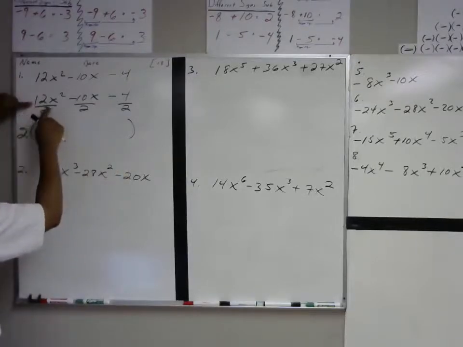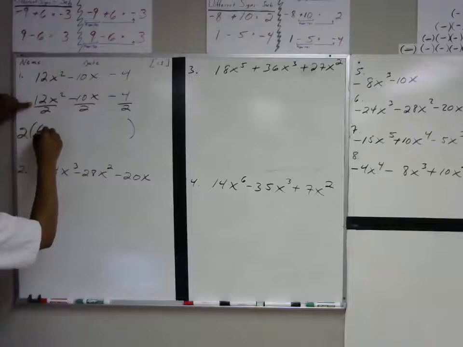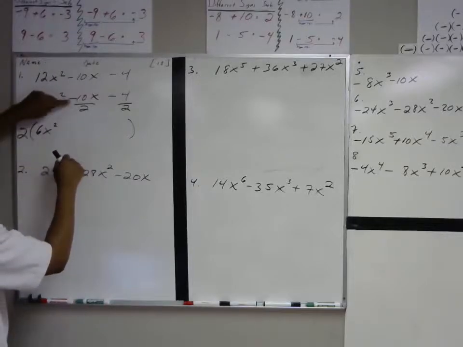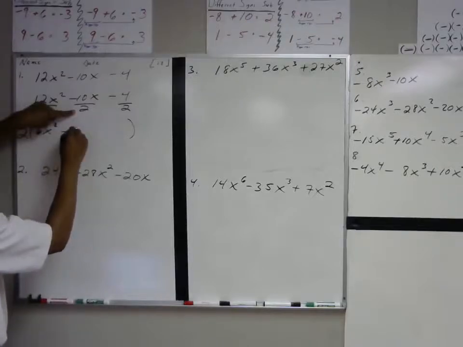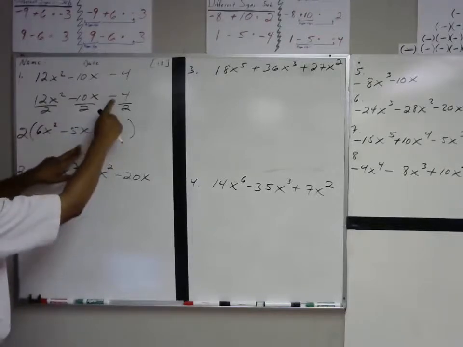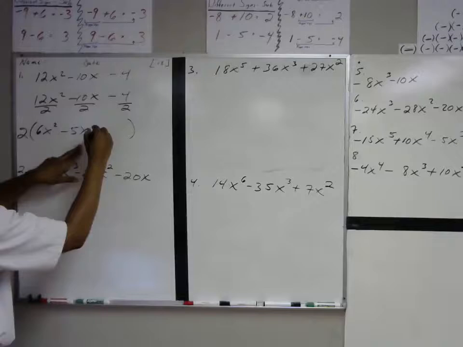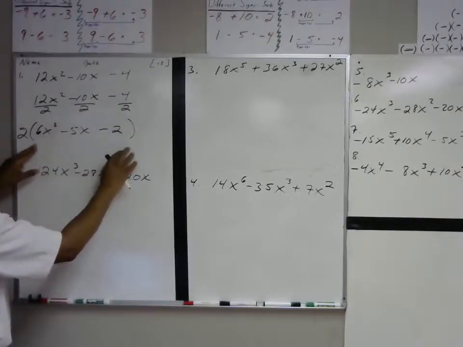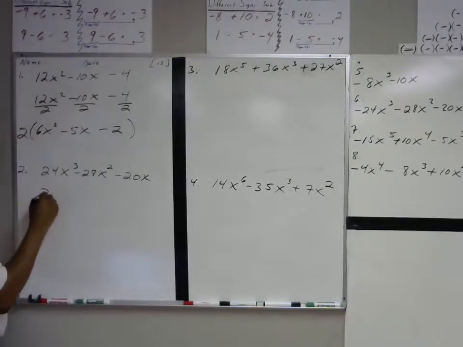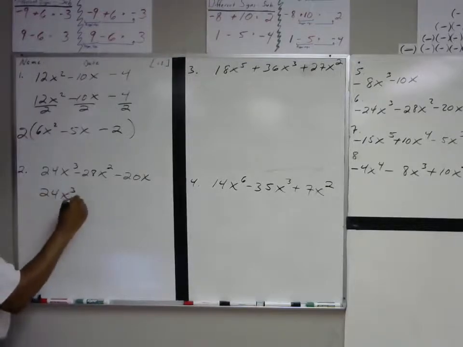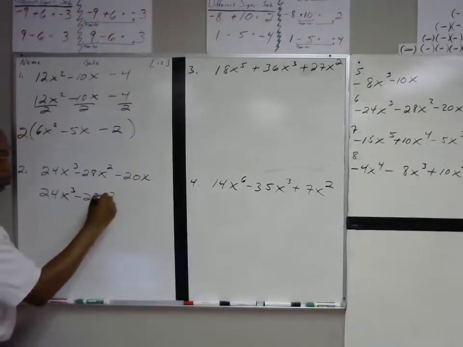So 12x squared divided by 2 will be 6x squared. Negative 10 divided by positive 2 will give us negative 5x. And negative 4 divided by positive 2 will give us negative 2. And this is what it used to be before multiplication. Okay, here. First, we'll preserve the integrity of the original problem by writing it a second time here.